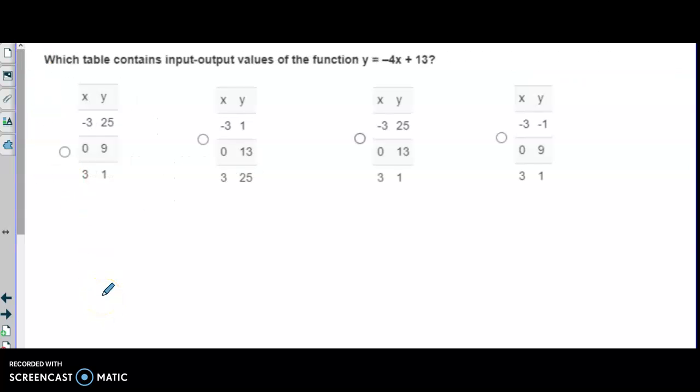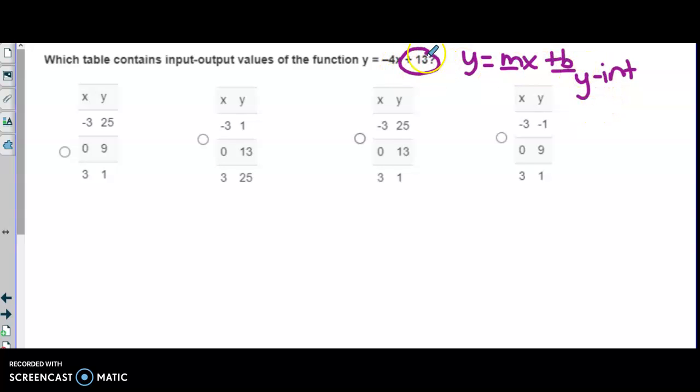All right, which table contains input, output values for the function? I did kind of rearrange these when I put them up there, so be careful when you pick your answer. There's a couple of things going on here. The first thing, you could plug in every x value and see which one works. Or since we've already talked about slope-intercept form, where m is the slope and b is the y-intercept, you could do a process of elimination pretty quickly by looking at that y-intercept.